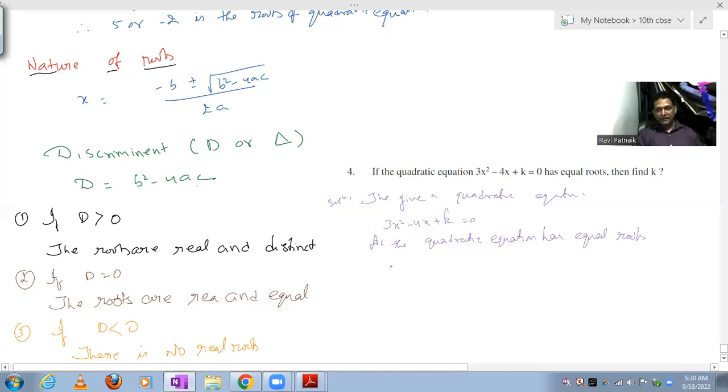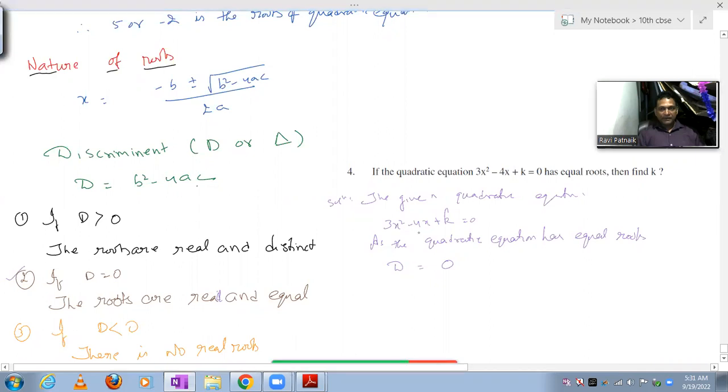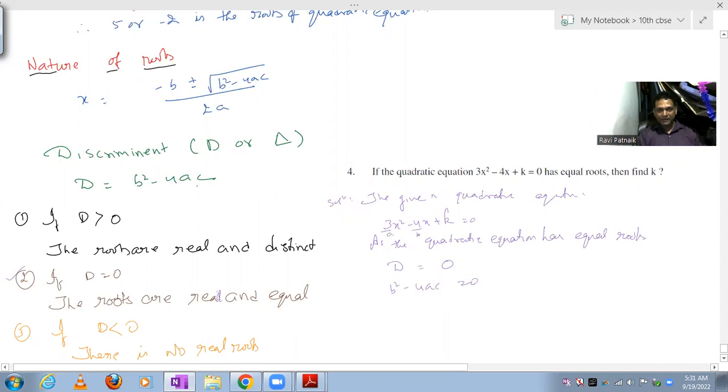So D is equal to 0. Since if the roots are real and equal, then it will satisfy D is equal to 0. So D is equal to 0 means what is D? D is b square minus 4ac is equal to 0. Here this is a, this is b, this is c. So b means minus 4 whole square.